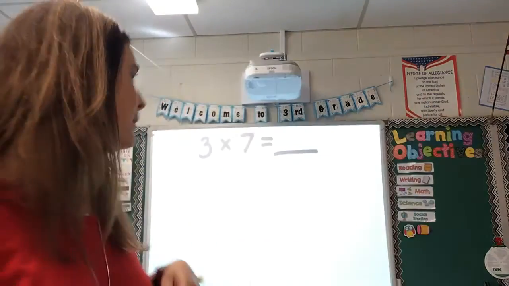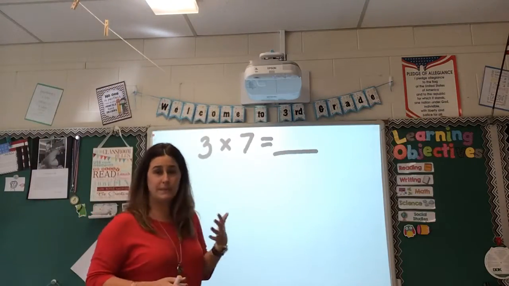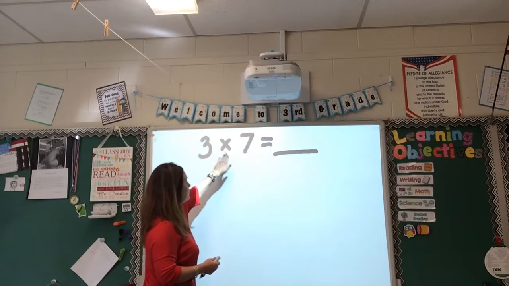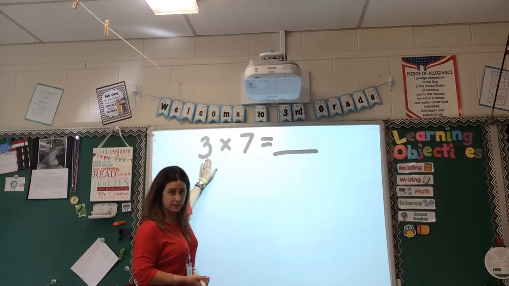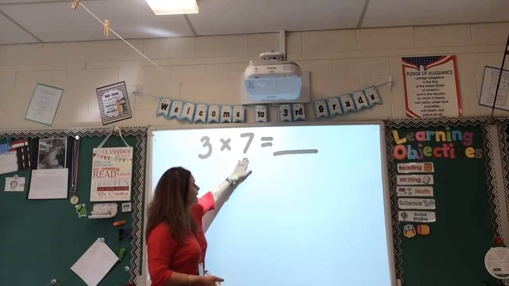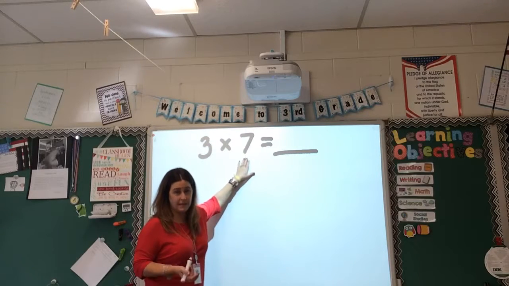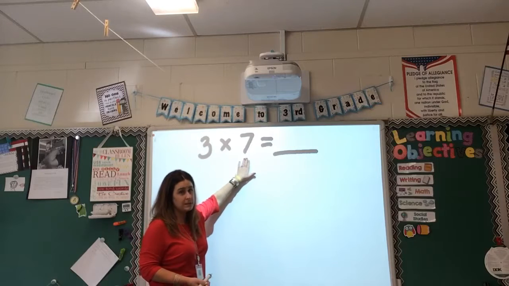So let's look at this problem first. When I see 3 times 7, this means 3 groups of 7. It's always the same thing. The first number is going to be the number of groups you have. The second number is going to be how many you have in each group. So first what we can do is draw a picture.